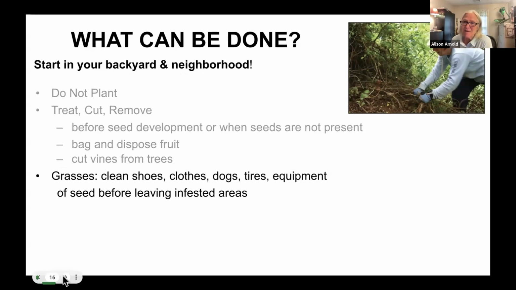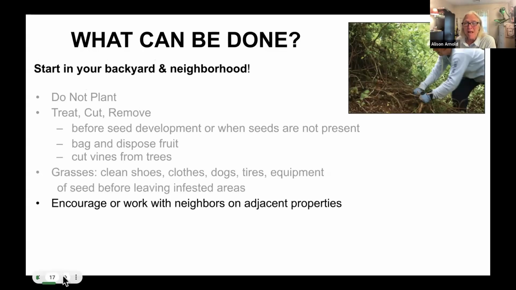Grasses, but also any plant, the seed of these plants can get on our shoes, our clothes, with our dogs when we're walking, tires of our vehicles and equipment. So if we're in an infested area, we know that we want to try and clean our equipment and our materials well before we leave that site. Something we don't really think about is how easy it is for seeds to move around just on our clothing.